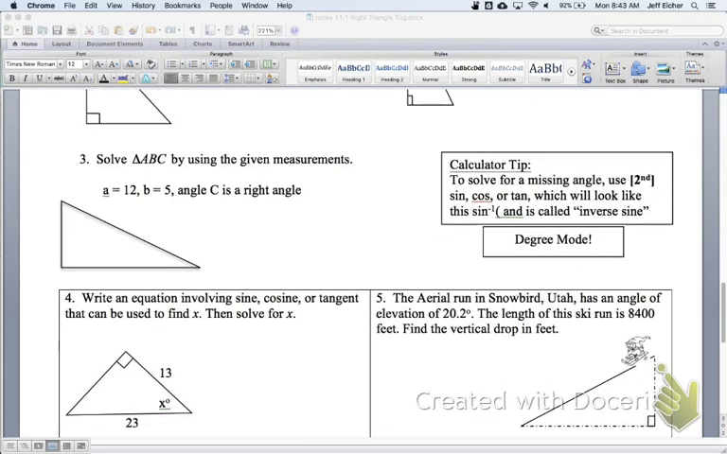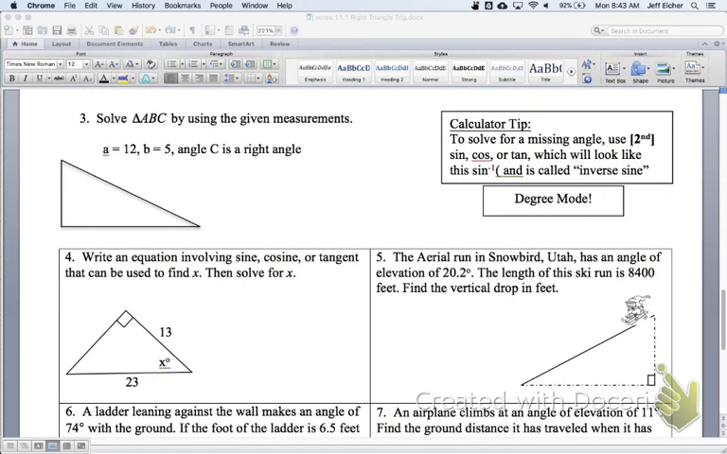Now let's go down. Number 3, you're asked to solve for different angles and such. So let us do that. Labeling, let's see, I will call this A. C is the right angle, C is down here. And then B. Lowercase a is the side opposite of capital A, the angle. So 12 goes down here. Lowercase b is the side opposite of capital B. So 5's over here. And I know this is a special right triangle, 5, 12, 13.